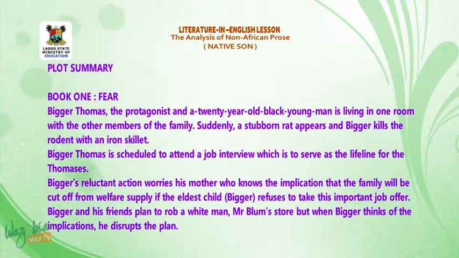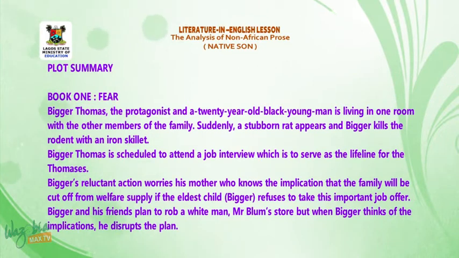Plot summary. The novel is divided into three parts. Title, book one, book two, book three. Book one is titled Fear. Bigger Thomas, the protagonist, a 20-year-old black young man, is living in one room with the other members of the family.